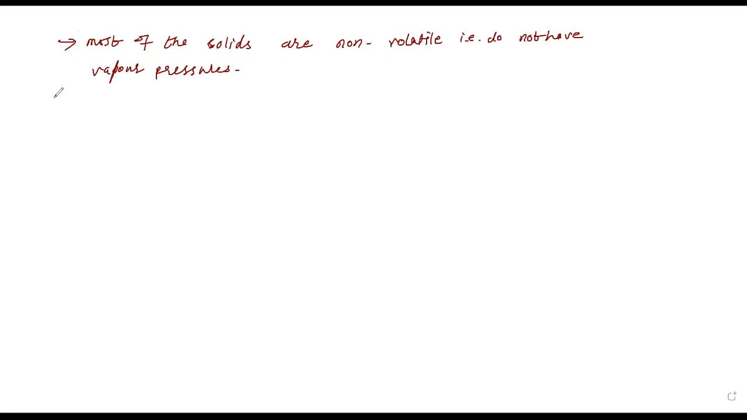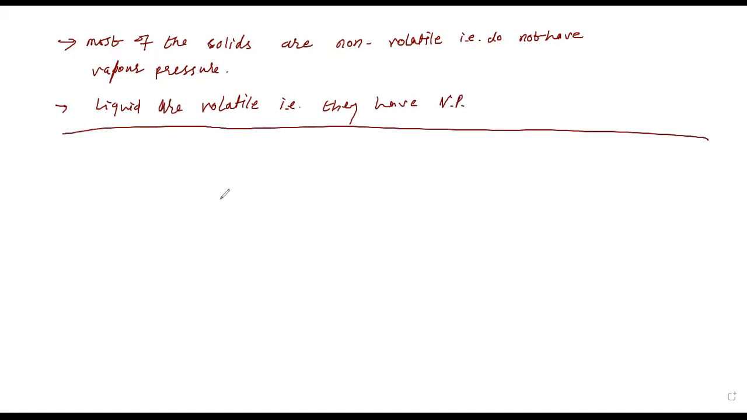Is this point clear to you? Yes, sir. Now, second one, liquids have vapor pressure. Liquids are volatile. Yesterday already I told you, liquids are volatile. Volatile means they can be vaporized, that is, they have vapor pressure, VP. VP means vapor pressure. These two things you need to keep in mind.